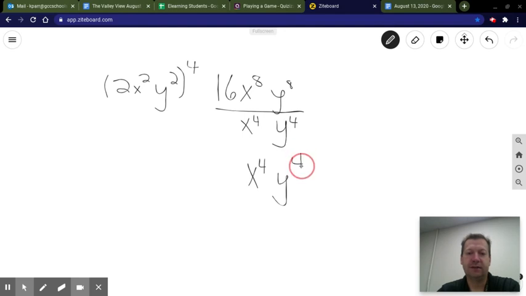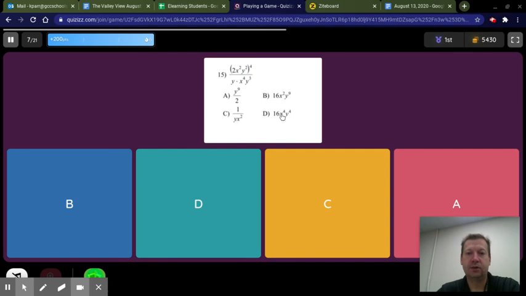There's nothing underneath of the 16 to divide it by, so the 16 just comes down on its own, and I get my answer, 16x to the 4th, y to the 4th. So choice D.